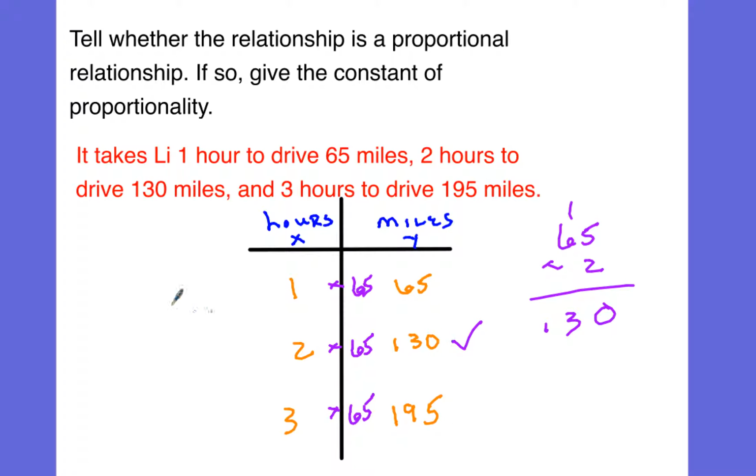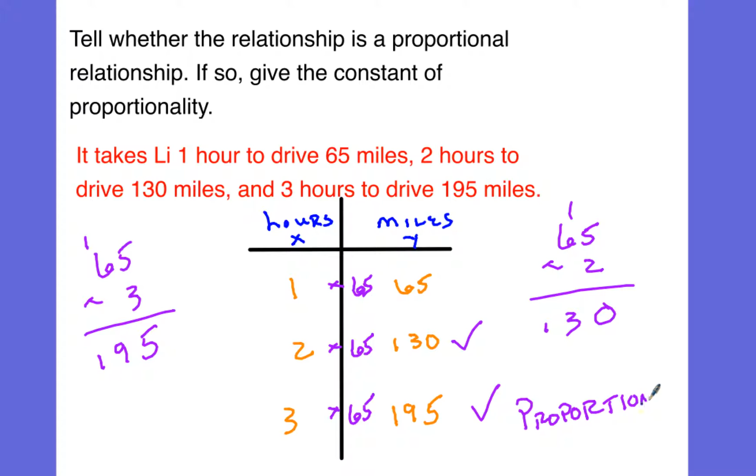That works. So now I need to check 65 times 3 real quick and see if that equals 195, just to make sure. You've got to check every single one. 195, it does work. So that means, yes, this is a proportional relationship. It is proportional.